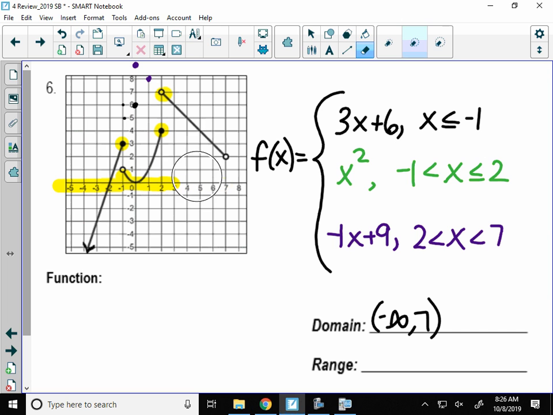Now the range, I start at the bottom. The bottom has an arrow, so I'm going up, up, up, up, up. I'm still going up here. At 3, I can still go up. At 4, there's still a value. And there's values over here, so I actually continue up to 7. So that range is from negative infinity to 7 with an open dot as well. So the domain and range are the same.